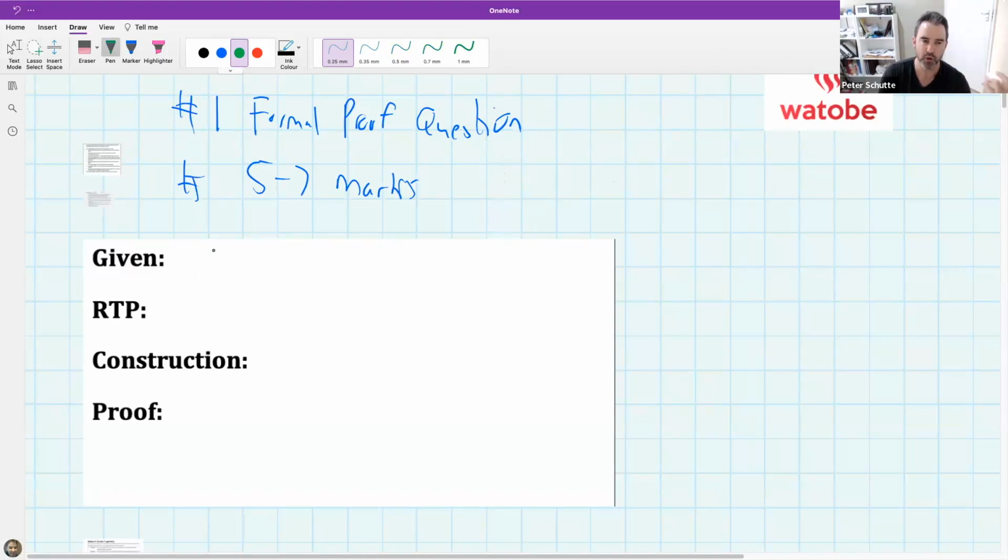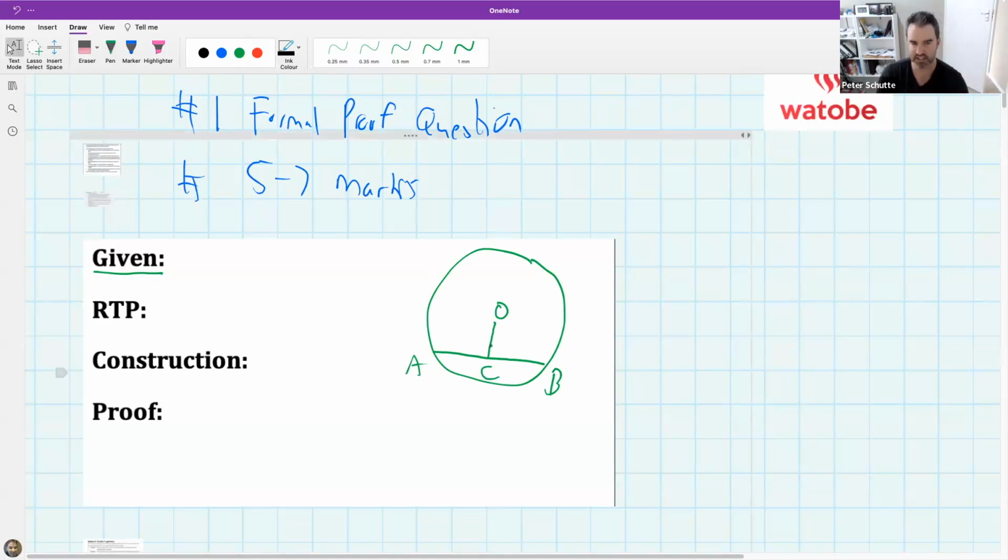So when you're proving something, you will always be given something to start with. I call that the given. Normally you're given a circle with center O, and then you're given something else. So it might be that you are given a circle with center O, a chord AB, and a line to the point C. That is the stuff that you're given, on which you start the proof.